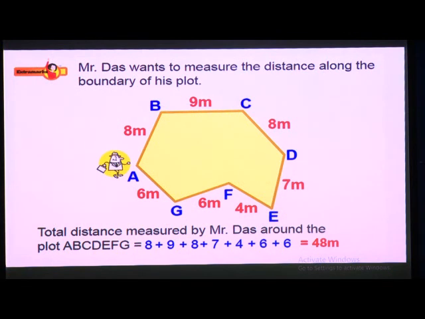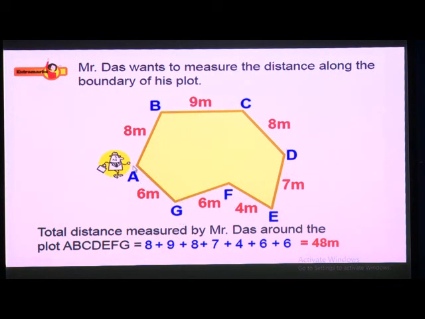Now you can see one example we will solve here. Mr. Das wants to measure the distance along the boundary of his plot. Now he has a plot and he wants to measure the perimeter of this plot. Now it has some sides: 1, 2, 3, 4, 5, 6, 7. This plot has 7 sides. He gave the names as A, B, C, D, E, F, G.